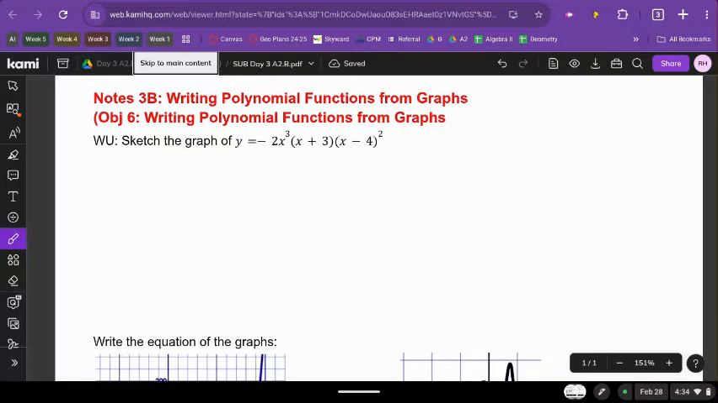In this video, we're going to look at writing polynomial functions from graphs. The warm-up is just reviewing what the graph of a function kind of looks like. So we've got ourselves three intercepts.